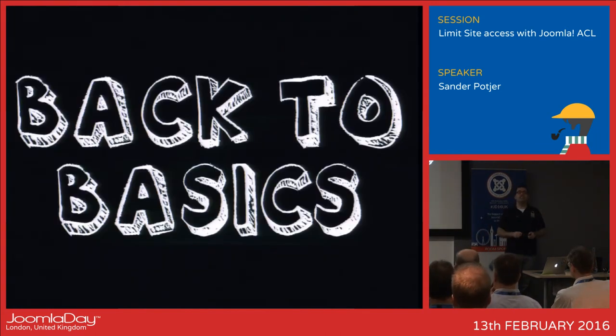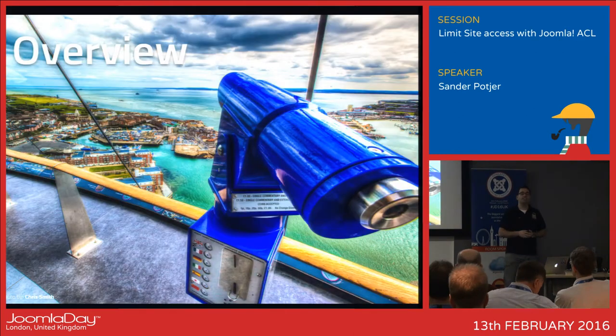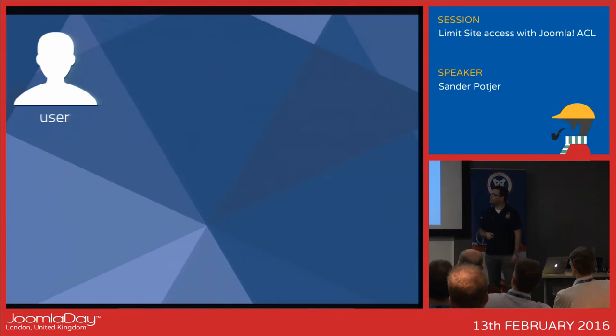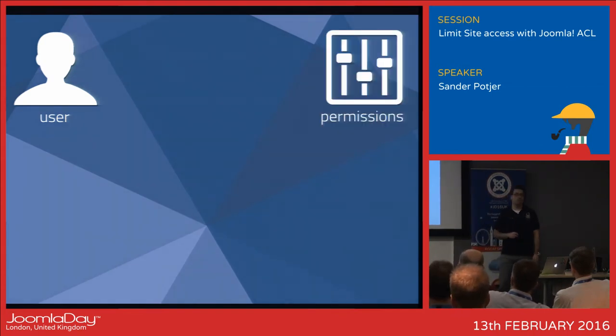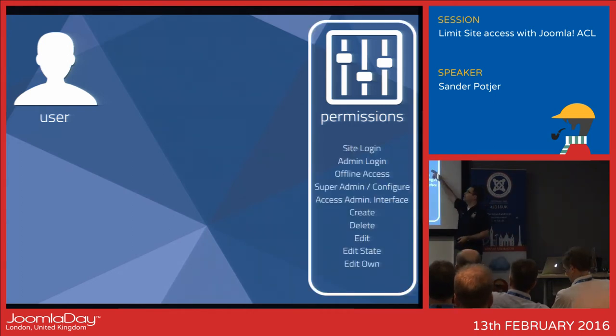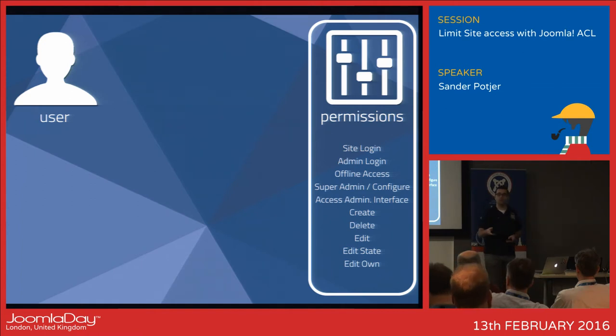Before jumping into the ACL, I would like to go back to the basics first, to get an overview of the ACL system within Joomla. We have a user, and we have permissions. And those permissions can be several types. We have a site login, and that means we can log in on the front end of the website. We have the administrator login, we can log in on the back end of the website. We have the offline access, so when you turn your website offline, it's still possible for the user group that has that allowed to log in.